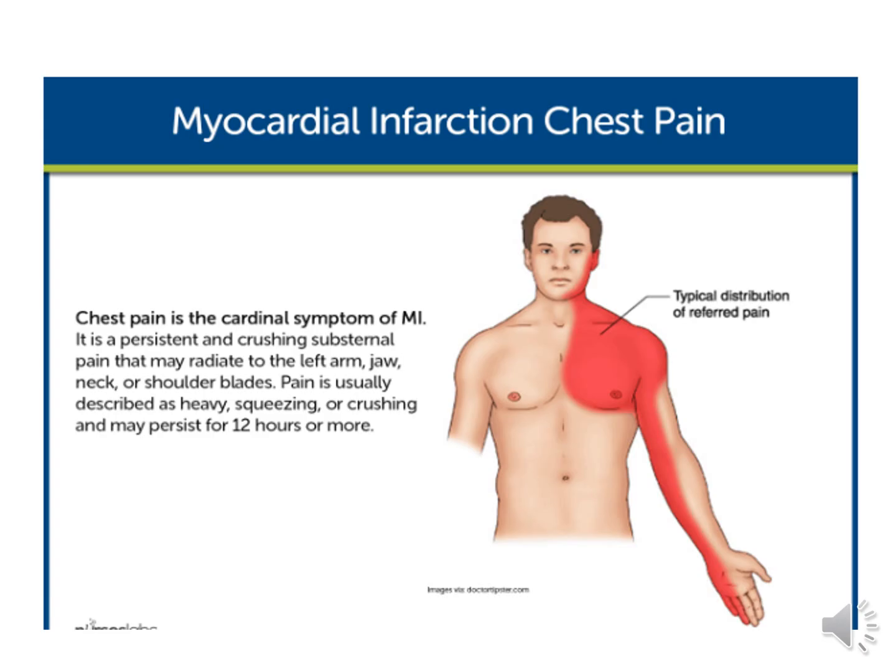This figure shows the myocardial infarction chest pain. As we see here, it starts retrosternal, or behind the sternum on the left side, and then radiates to the left arm, neck, and shoulder. It's usually described as squeezing, crushing, or heavy pain.